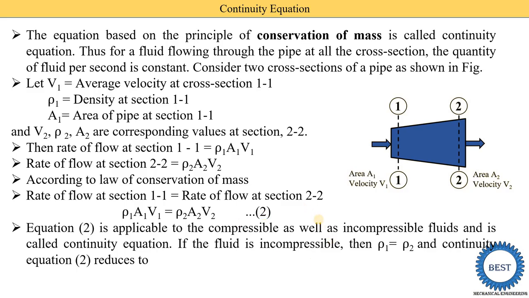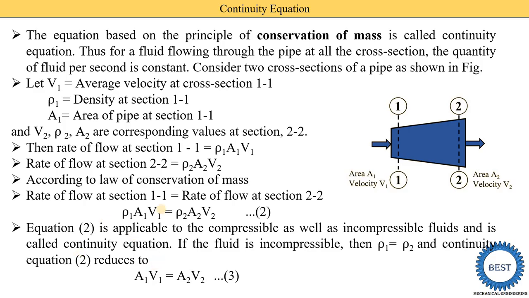If the fluid is incompressible, that means the density is constant at the inlet as well as the outlet. That means Rho1 is equal to Rho2, and when Rho1 and Rho2 are the same, we can cancel them out. Then continuity equation 2 reduces to A1 into V1 is equal to A2 into V2. Which are the incompressible fluids? Various types of liquids are incompressible, water is incompressible. When you study systems like the venturi or a pipe, in fluid mechanics you mostly solve numericals related to liquids. At that time you need to use this equation, A1 V1 is equal to A2 V2.